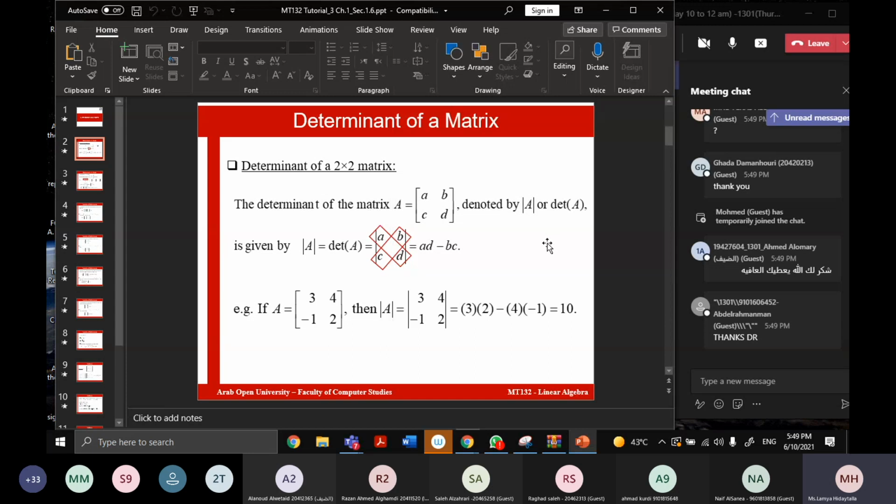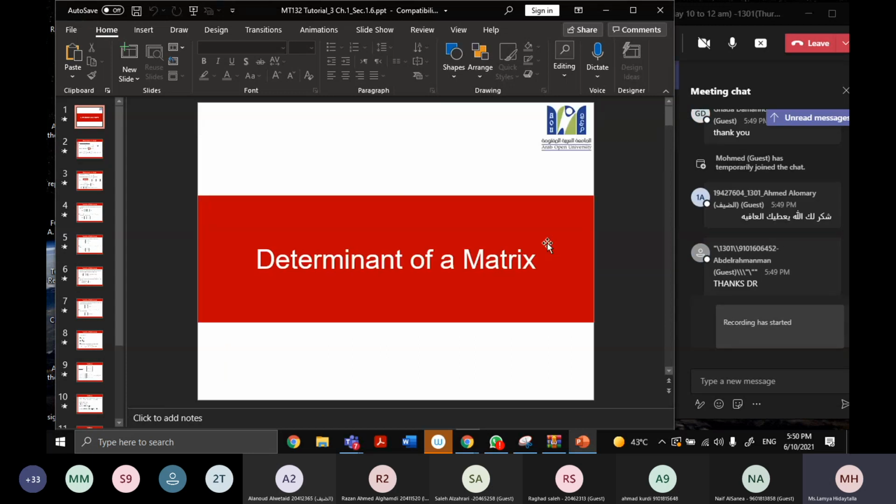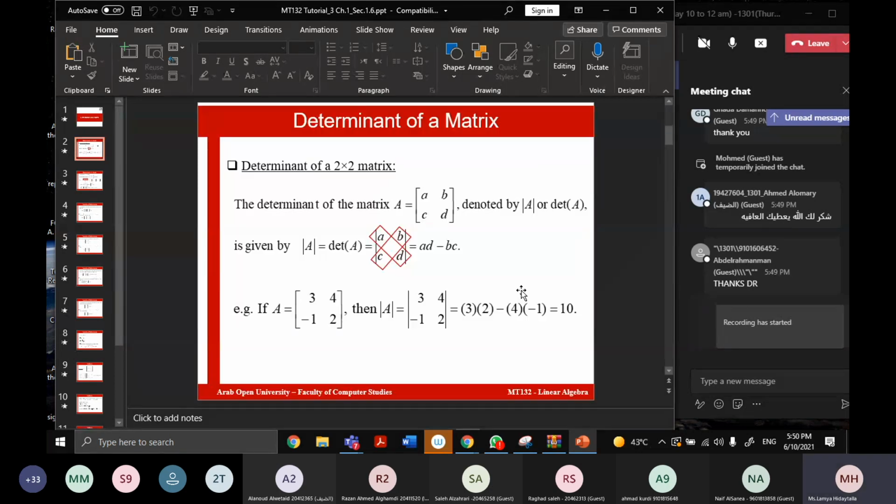Okay, in this chapter, we want to define what is the determinant of the matrix. What is the determinant of the matrix? If you have any matrix like this, let's start with a 2x2 matrix. How can we find the determinant of the matrix? Just multiply this times that, minus this times that.